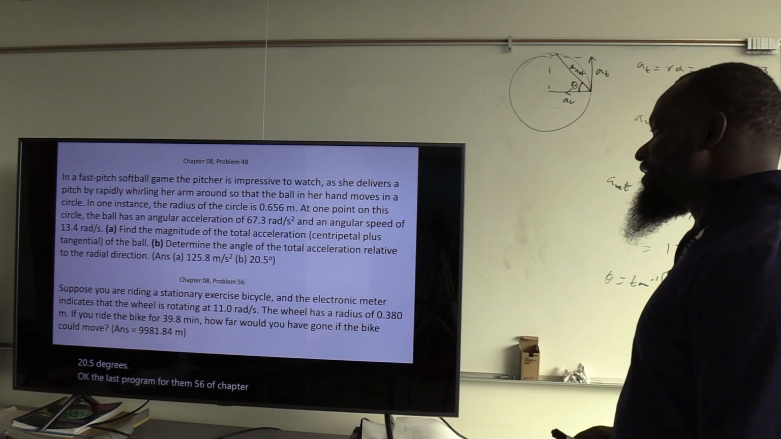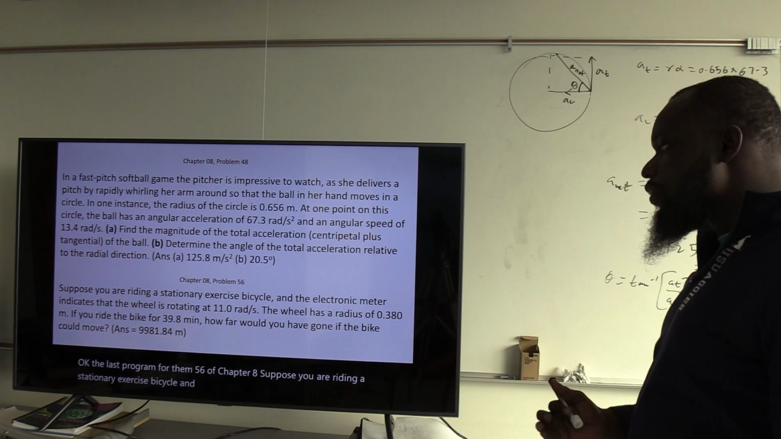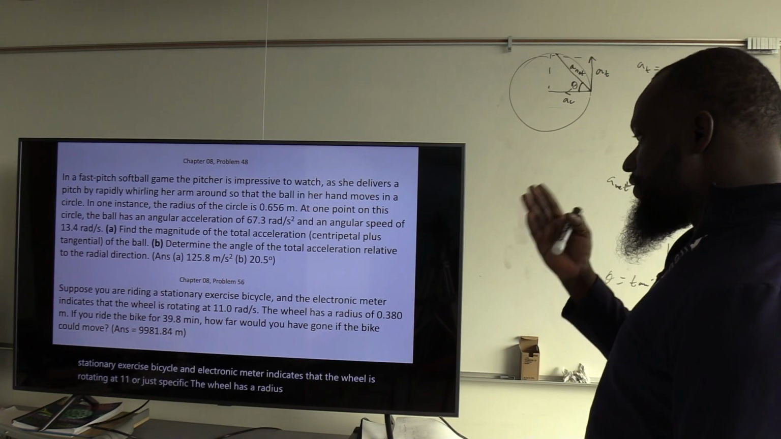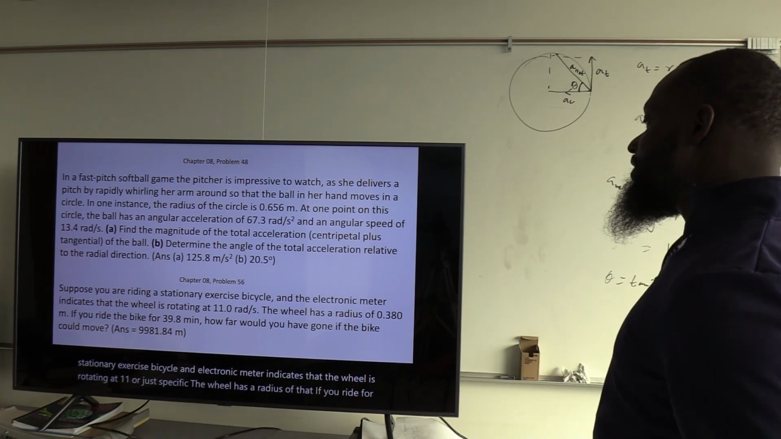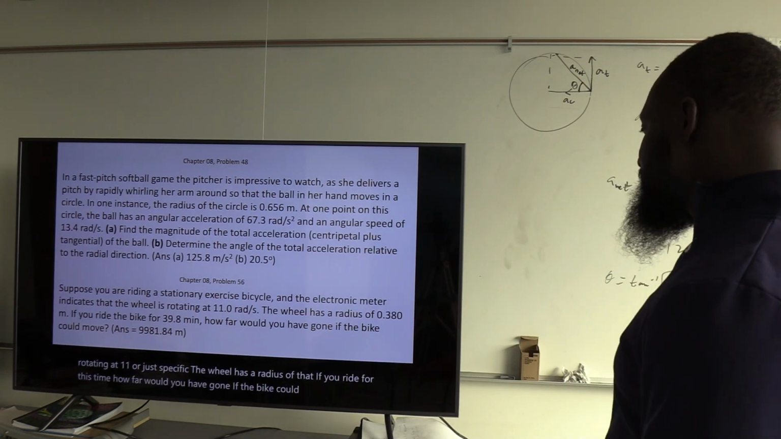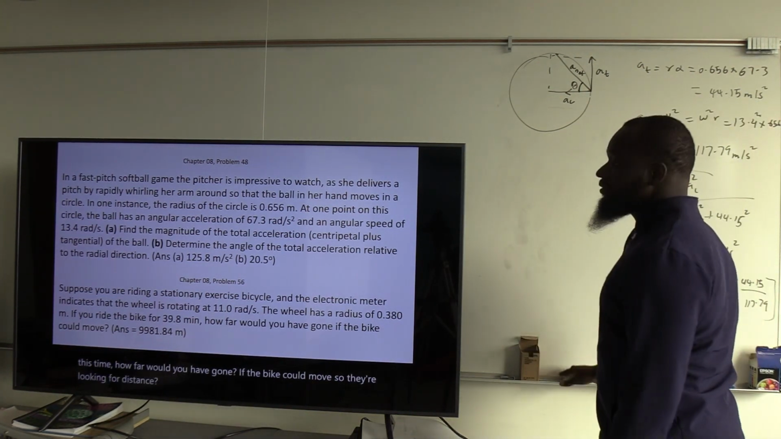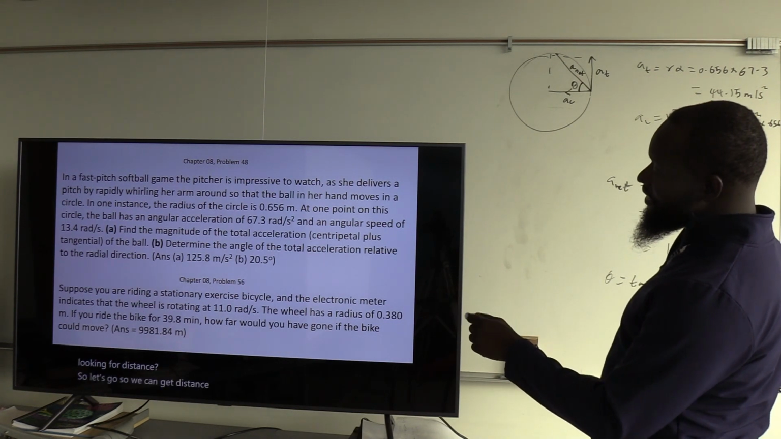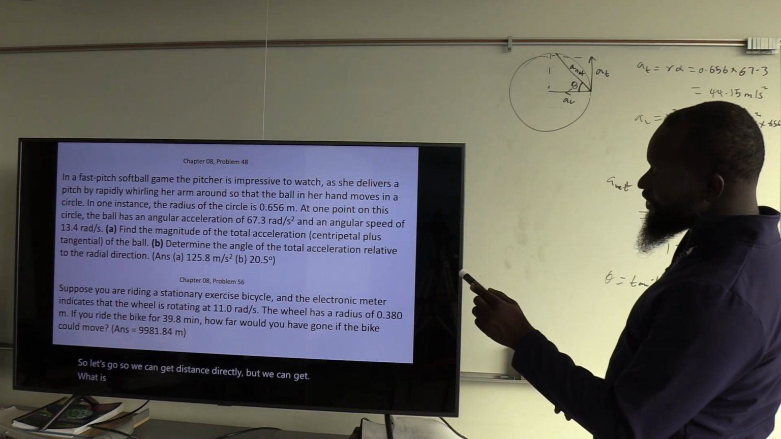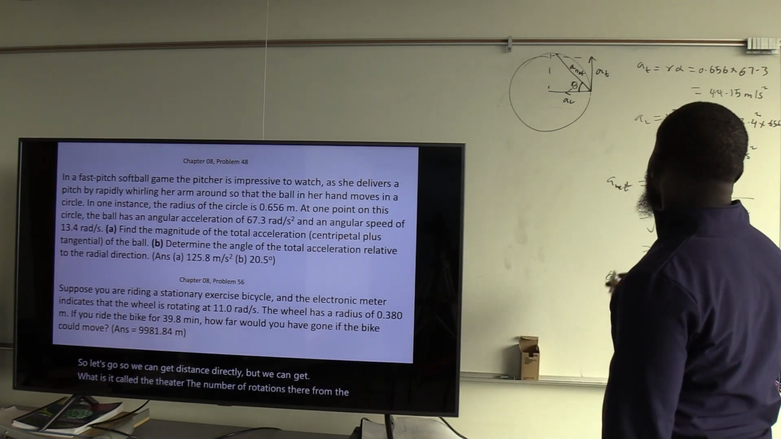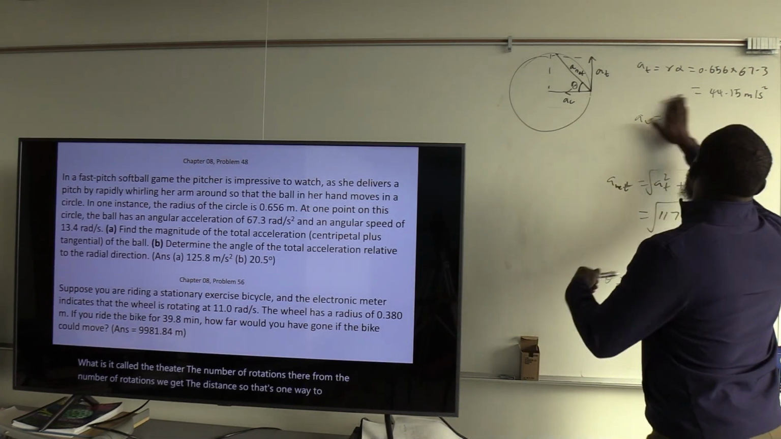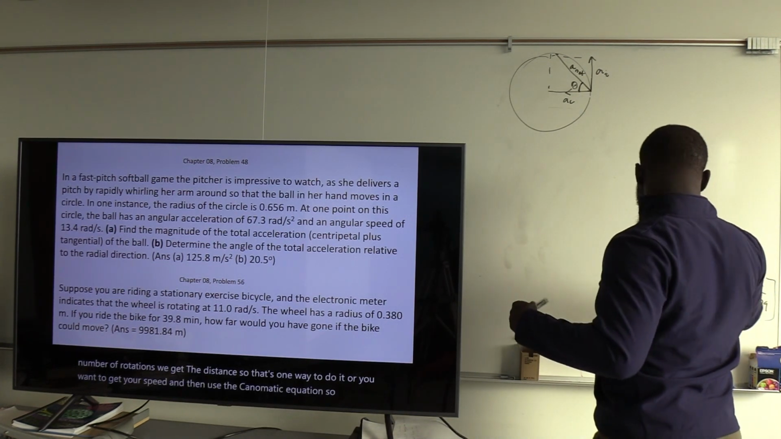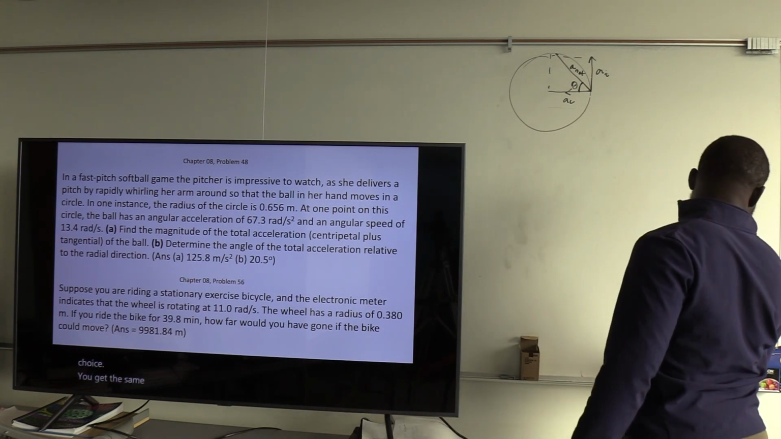Suppose you are riding a stationary exercise bicycle and the electronic meter indicates that the wheel is rotating at 11 radians per second. The wheel has a radius of that. If you ride for this time, how far would you have gone if the bike could move? So they're looking for distance. Okay, so we can't get distance directly, but we can get the theta, the number of rotations. Then from the number of rotations, we get the distance. So that's one way to do it. Or you want to get your speed and then use the kinematic equation. So your choice. You get the same answer, however, whichever direction you take.